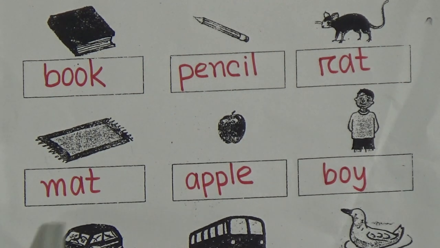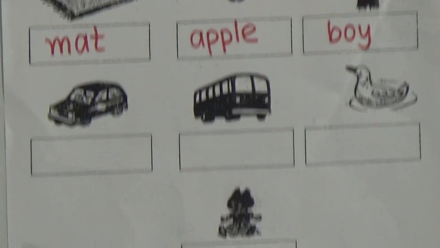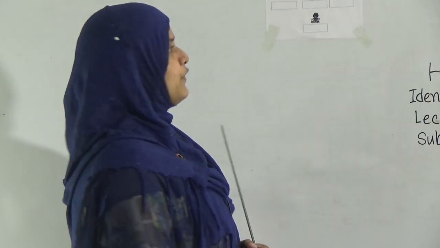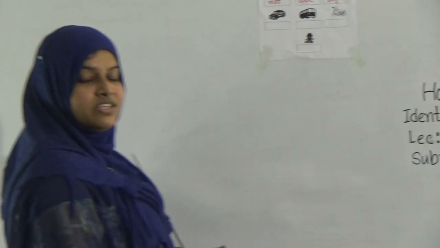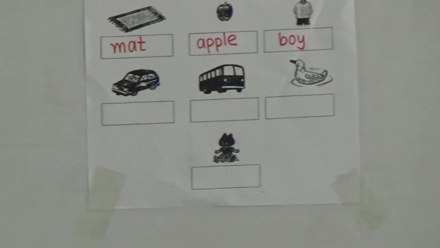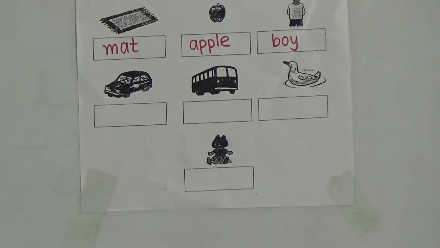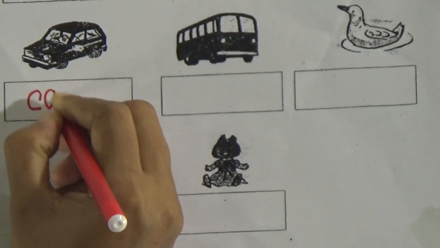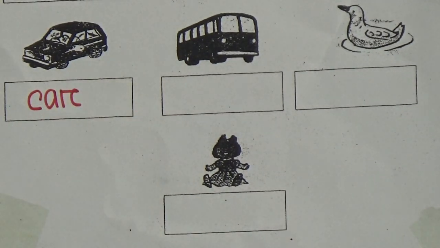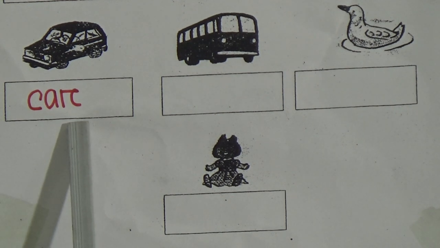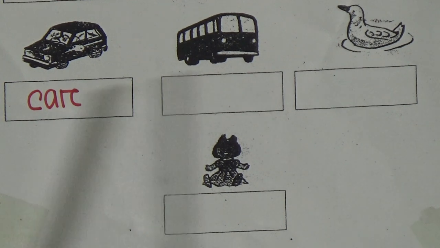Next, this is very known to you. Can you guess what is this? I hope you can guess. Okay, yes, this is the picture of a car. So the spelling is C-A-R. I hope you know this. Okay, now write with me, C-A-R, car. C-A-R, car. So this is the picture of a car.